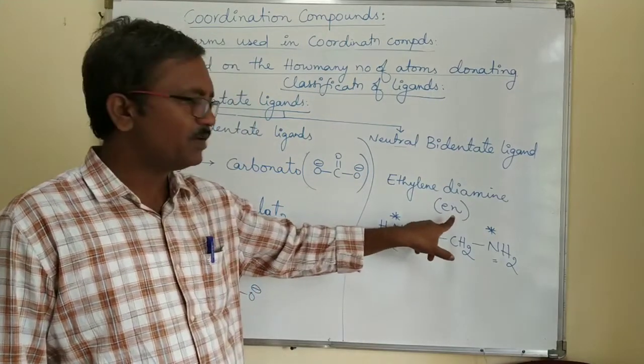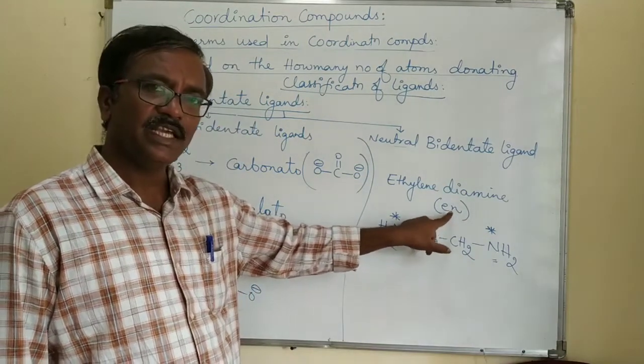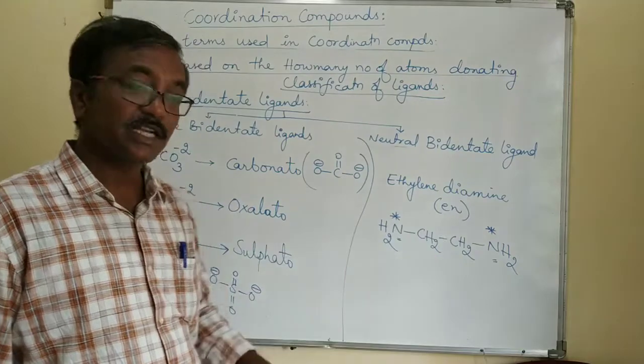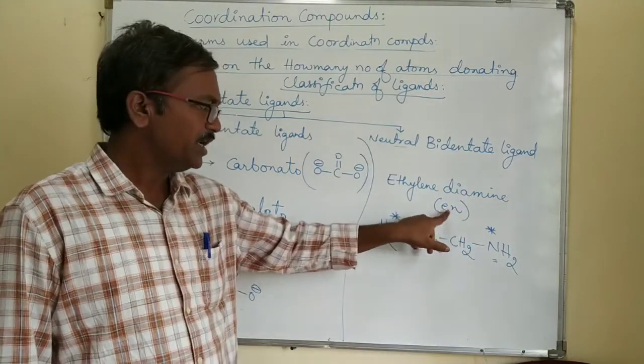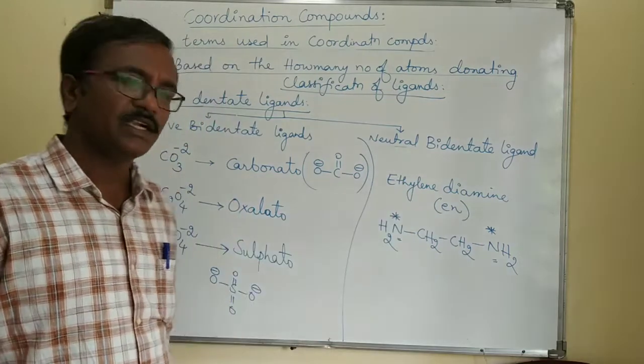In the short form, they represent it as en. In the nomenclature, they will write it as en, not ethylene diamine. En means ethylene diamine.